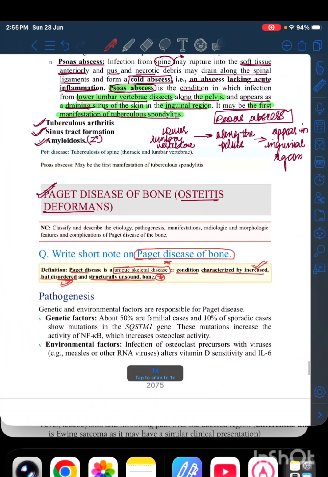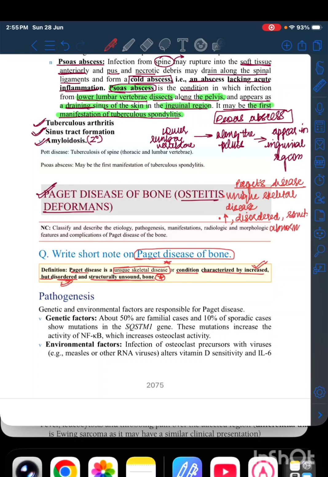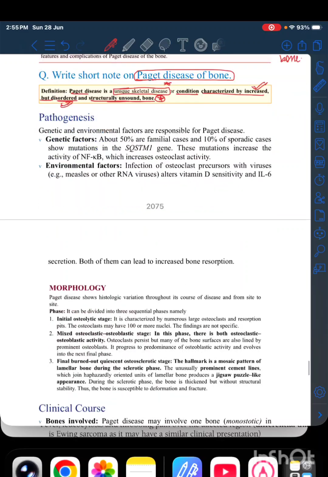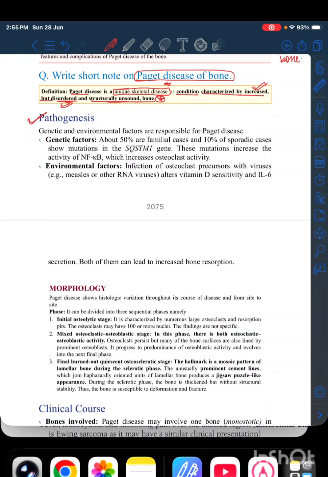So let us write Paget's disease. It is a unique skeletal disease which is characterized by increased, disordered, structurally abnormal bone. There is increase in bone, there is disordered bone, and structurally abnormal or unsound bone. So how is it happening?